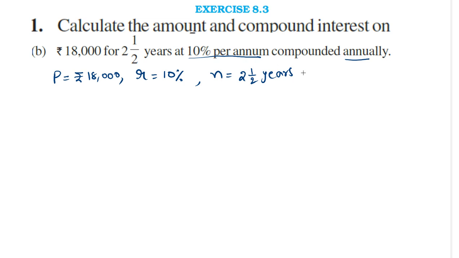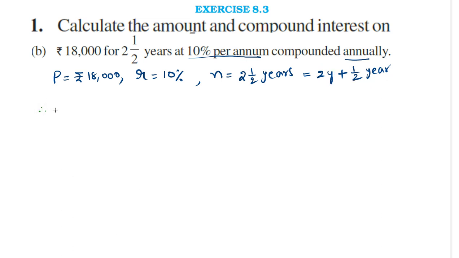So now let us split this time as 2 years plus 1/2 year. If you split like this, first let us calculate for 2 years by using compound interest formula. Then for the remaining 1/2 year, we can use simple interest formula.